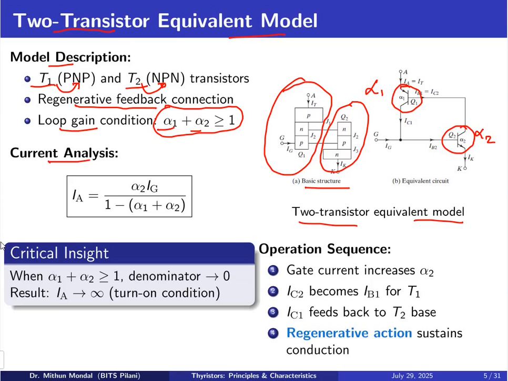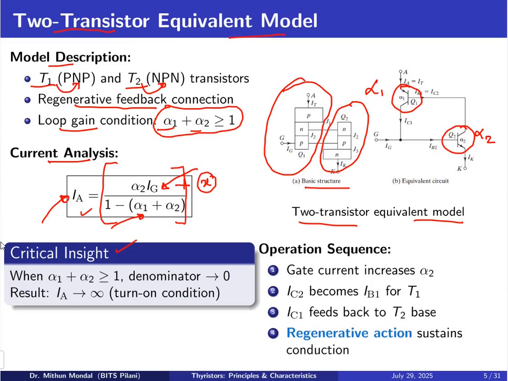So the current analysis says that the anode current IA is equal to alpha 2 into Ig divided by 1 minus (alpha 1 plus alpha 2). The derivation part I am not going into here, because from the KVL and the KCL equations we will get this relationship. Here you will have some extra term which is basically because of the reverse leakage current, which is not that important. So this is the most fundamental equation for the current of the two transistor equivalent model of the thyristor, which is the anode current.